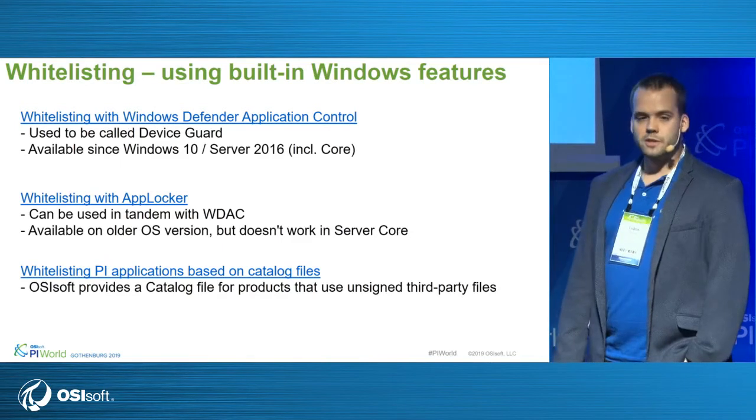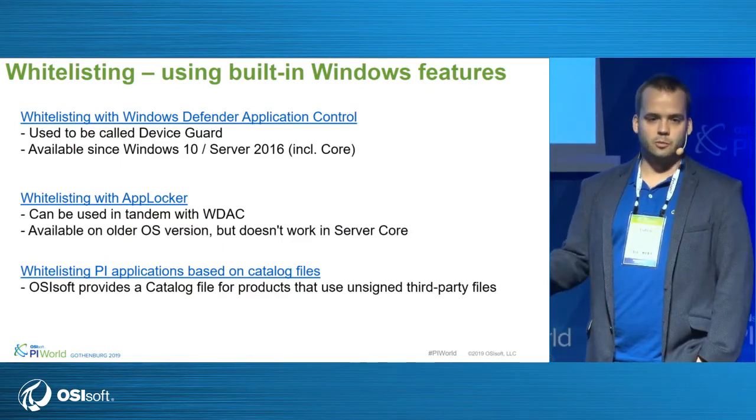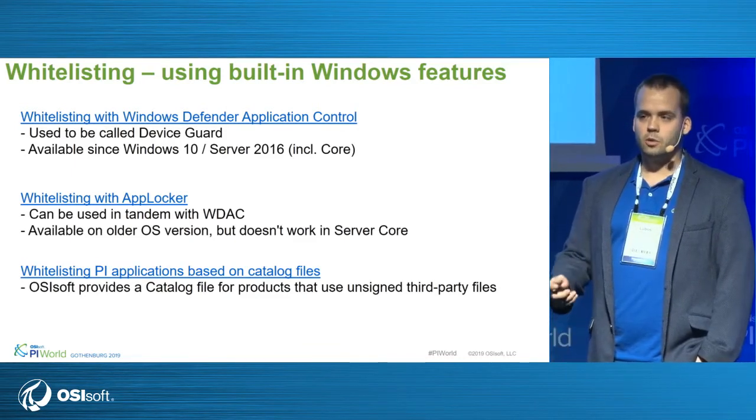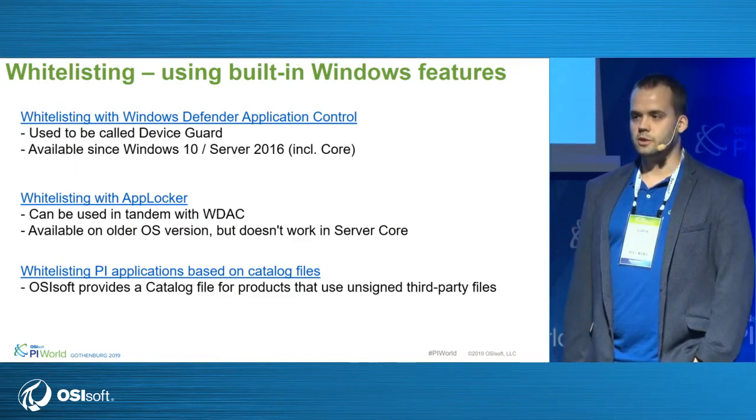And the way this works is that you basically create your baseline image. So let's say you would install a clean operating system, put PI Data Archive on top of that, and then you only allow Microsoft and OSIsoft files or executables to execute on your system. All other files would be disallowed.